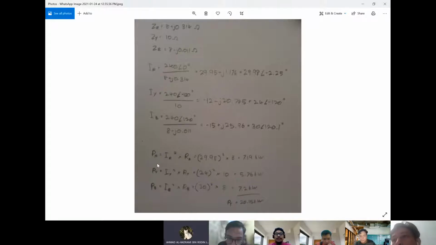So calculate PY, current times resistor. So we got 5.76 kilowatts. Power B, current B squared times resistance B. So 30 squared times 8. So we got 7.2 kilowatt. So the total power, the sum of R, Y, B, is 20.15 kilowatt.